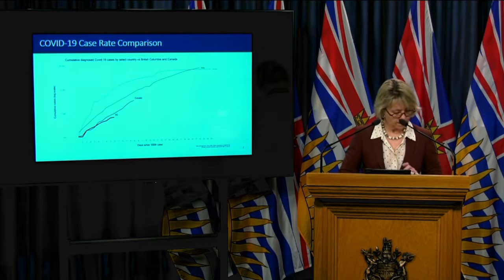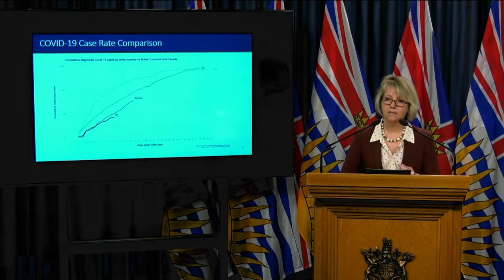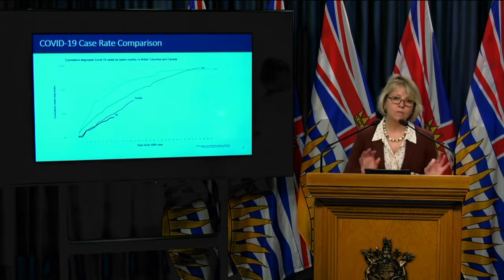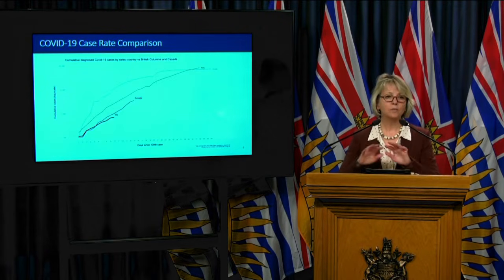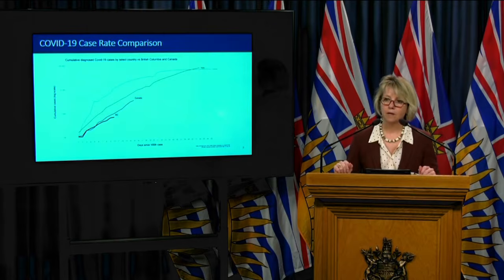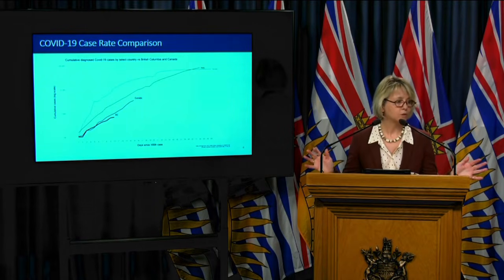I will say that this is based on cumulative cases, and as you know, our testing strategy has changed over the last few weeks, where initially we were very focused on testing people who had come in from other countries so that we could detect when people were coming into the BC and into Canada with this disease. We've now changed our strategy because we know that people who are coming into BC have potentially been exposed to this, and we know where their exposures are.